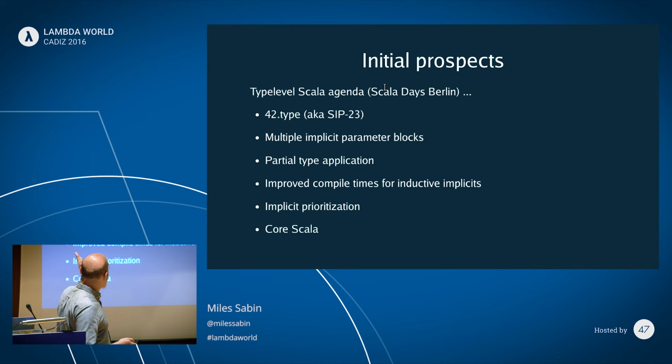A few other problems. With the exception of the last, all of these things can be worked around in some vague, clunky way, but all of them involve layering on additional artifacts which are solely there to support encodings of things which could be expressed directly. So, multiple implicit parameter blocks, if we had those. If people have worked with Shapeless and have wondered what the AUX pattern is, the AUX pattern is effectively a workaround for the lack of multiple implicit parameter blocks.